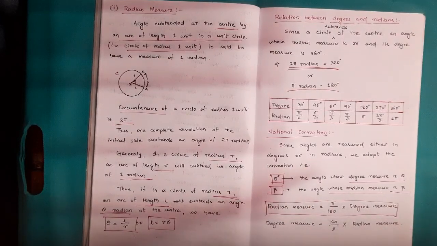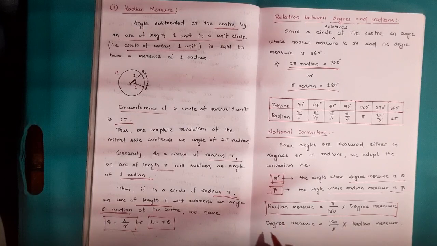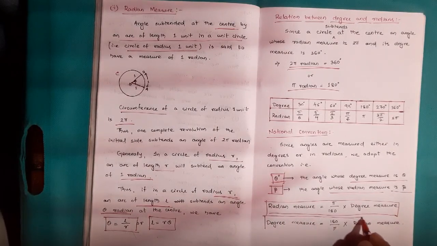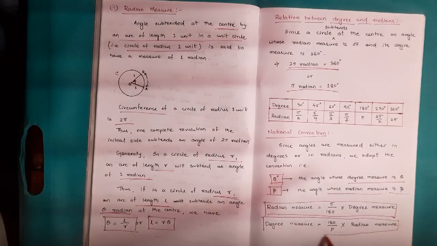Similarly, if we are given radian measure and we have to convert into degree measure, we multiply the radian measure by 180 by pi. That is, degree measure equals 180 by pi times radian measure.